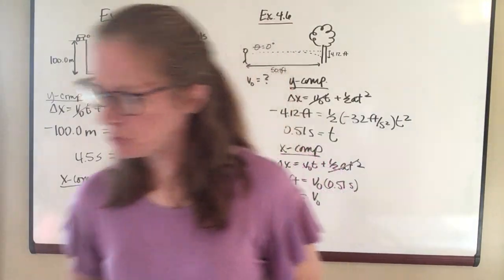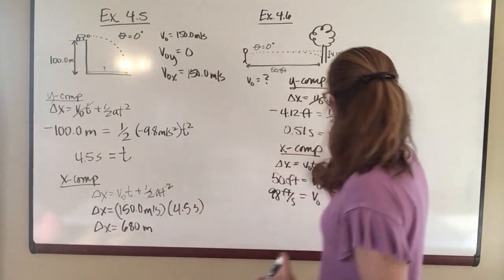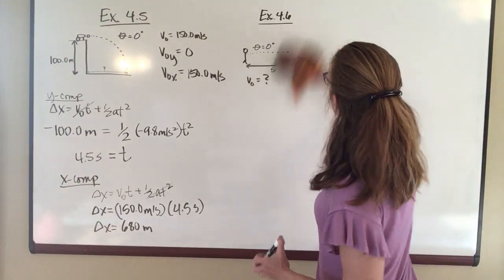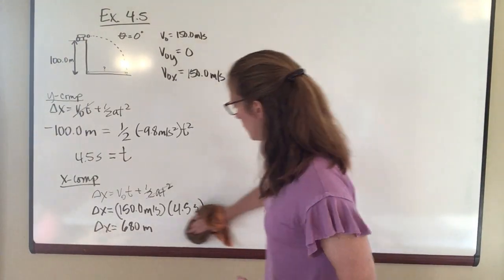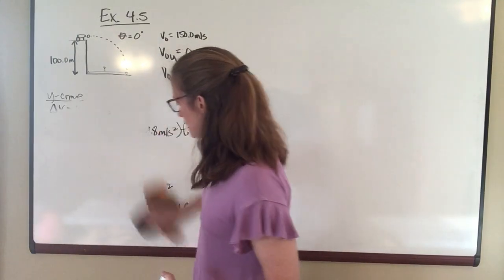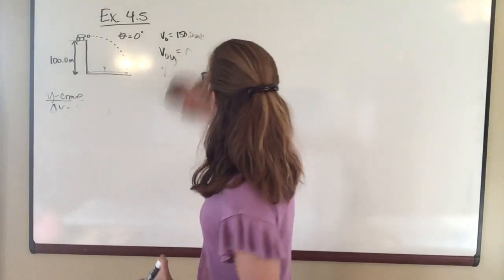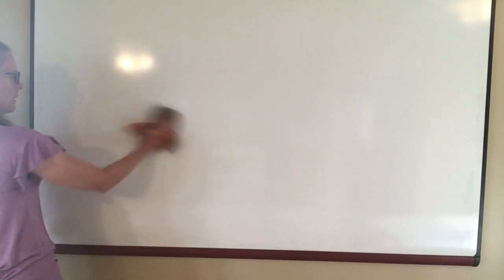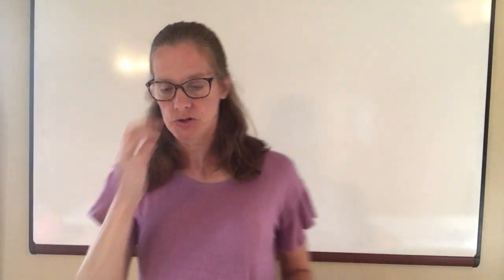Now we're going to move to an example that has velocity that starts out at an angle, and so that one is going to be worked. The principles are still the same, but you have to be a little bit more careful with your velocity because you're actually going to have to calculate those initial velocities.